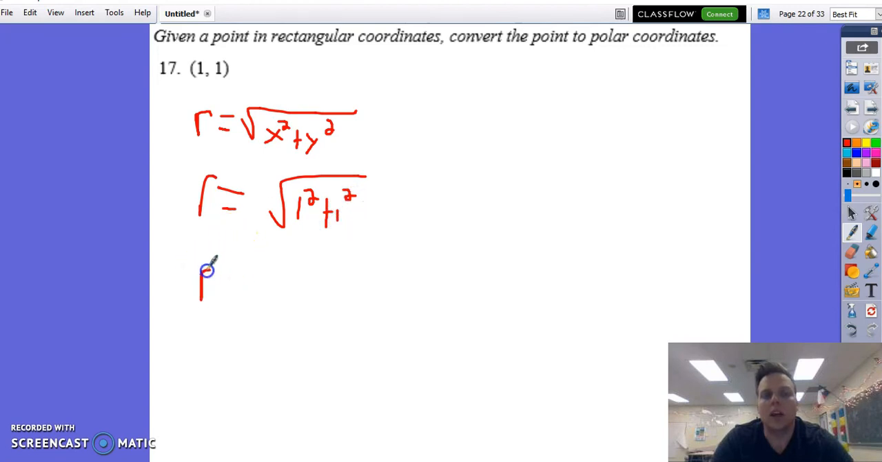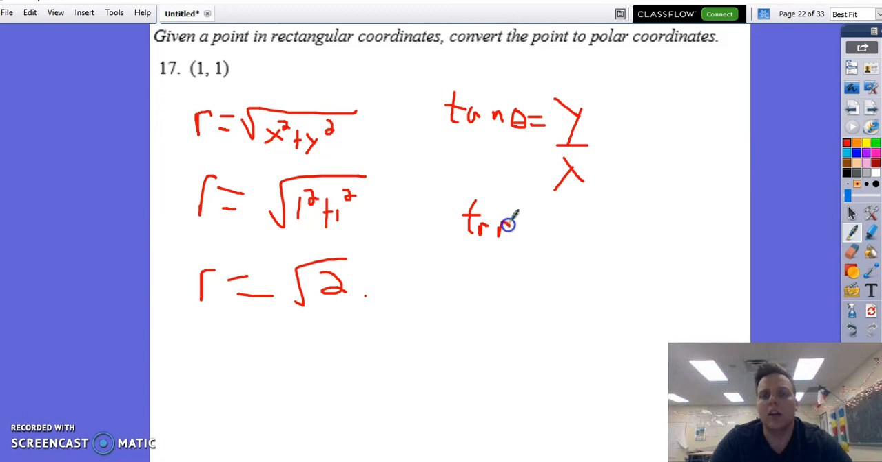Well, 1 squared and 1 squared are both 1, so 1 plus 1 is just 2. So we're just going to leave that square root of 2, because anything else would not be exact. So r equals the square root of 2. So then we need to find theta. We know that tangent of theta is equal to y divided by x. Okay? And y and x are both 1, so it's going to be 1 over 1, which is just 1.